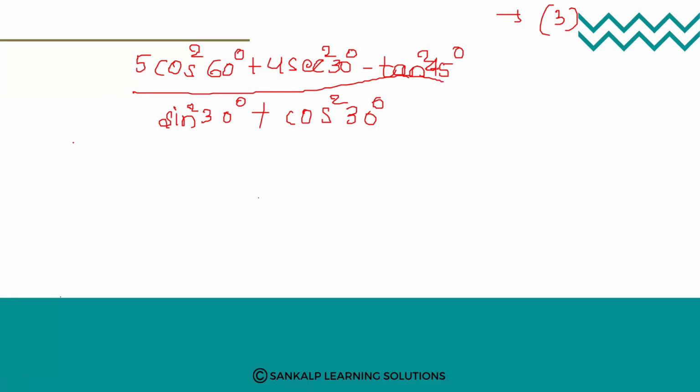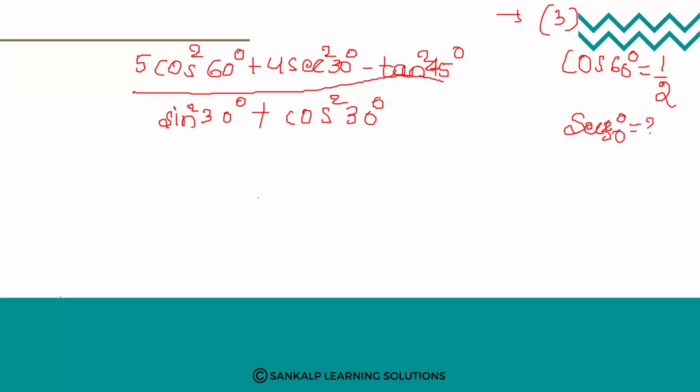Yes, how to solve this question? First, cos square 60 degree: first we have to remember the value of cos 60. Cos 60 is 1 by 2, right? Next, sec 30 degree, sec square 30 degree. So first sec 30 degree. Sec 30 degree means what?